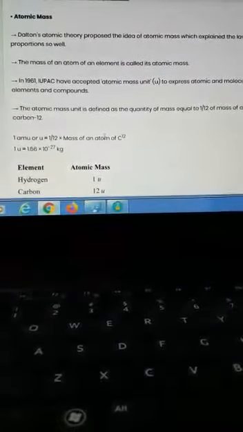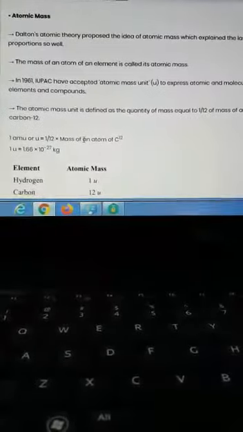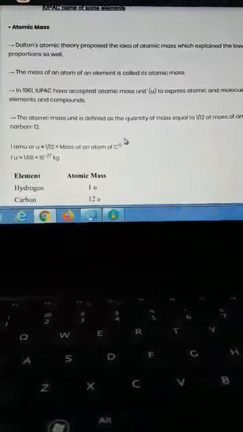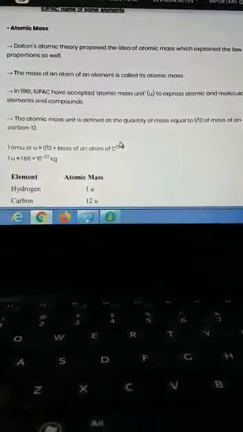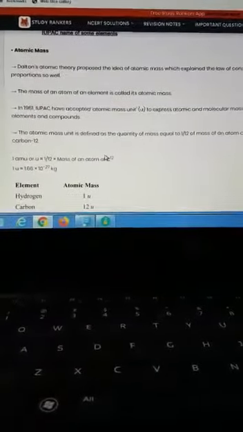So it was easier to calculate. But nowadays carbon is taken as the standard to calculate the masses of all the elements. The mass of an atom of an element is called atomic mass, and Dalton's atomic theory proposed the idea of the atomic mass. This theory also explained the law of constant proportions. Am I clear to you?